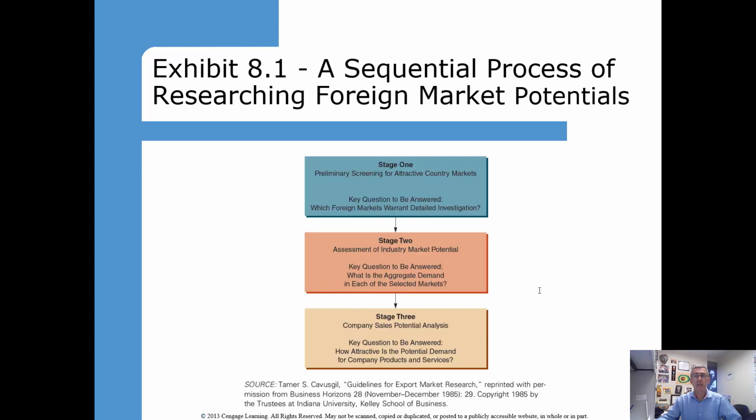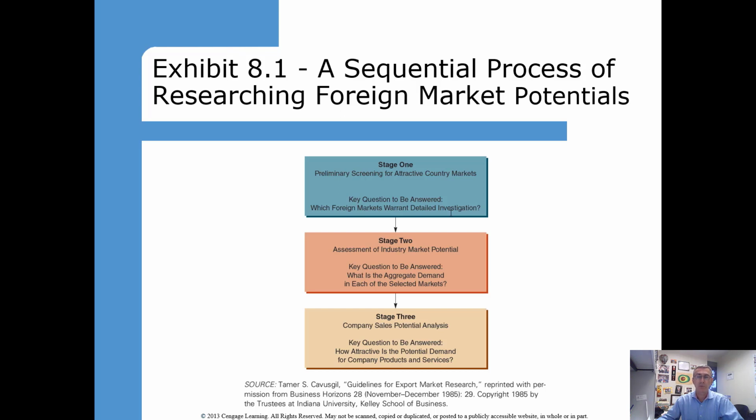Okay, let's see. A sequential process of researching foreign market potential. You have your first stage, preliminary screening for attractive markets. The key question here is: which foreign markets warrant detailed investigation? Again, we go back to what we talked about before, GDP growth, etc. We also look at the second stage, assessment of industry market potential. The key question to be answered: what is the aggregate demand in each of the selected markets?